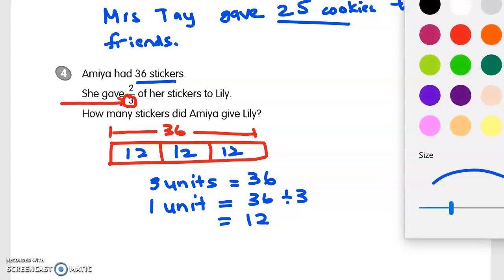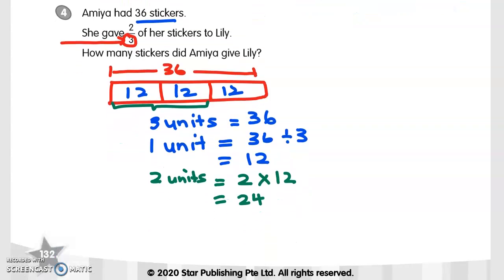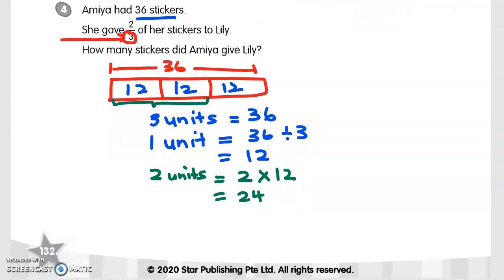And Amia gave 2 out of 3 units to her friend. So what is 2 units? 2 units is 2 times 12, which will give us 24. Our final answer is Amia gave 24 stickers to Lily.